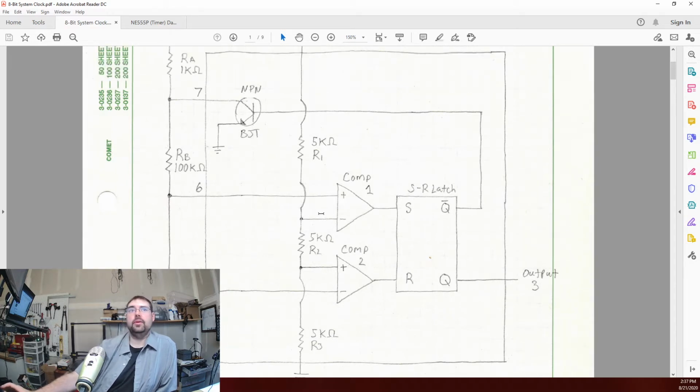So what are we looking at here? Let me get rid of my face. Sorry, guys and gals.